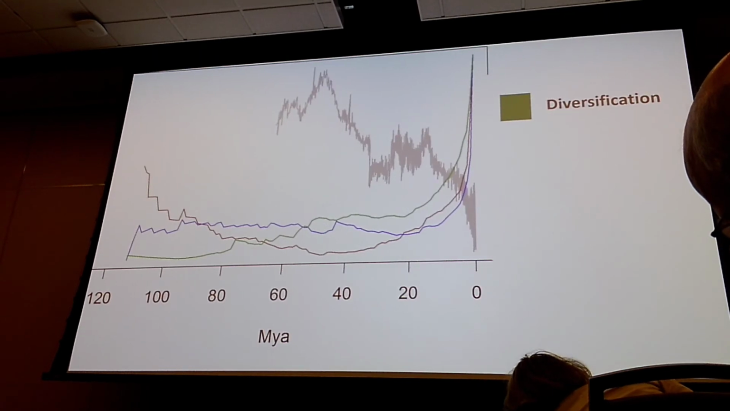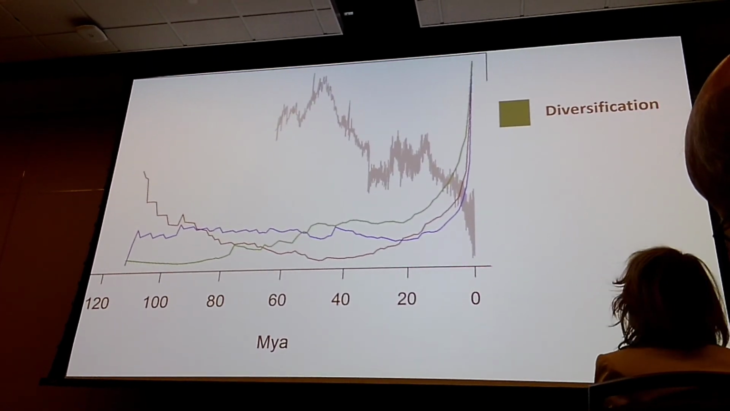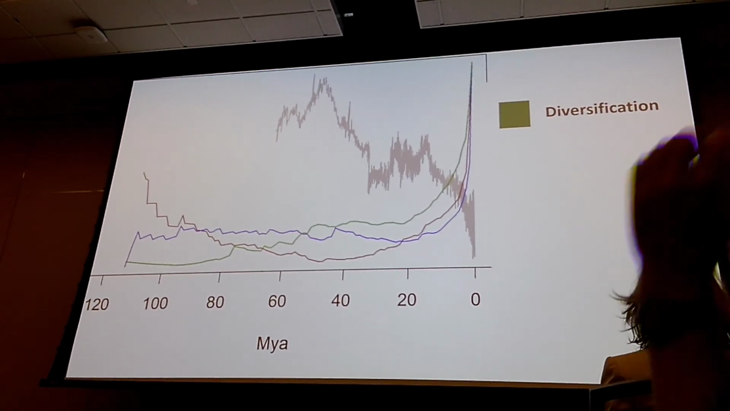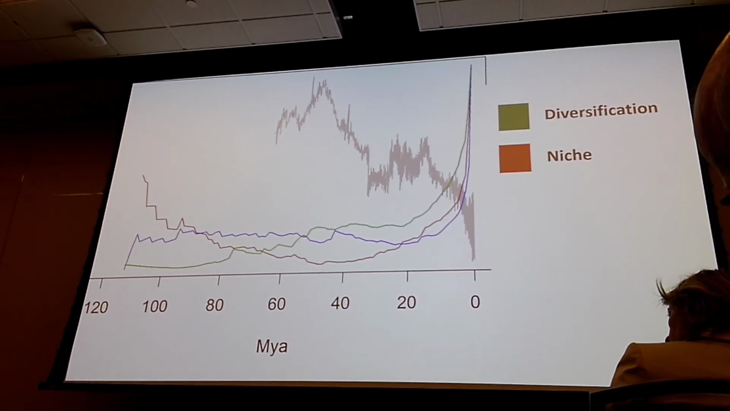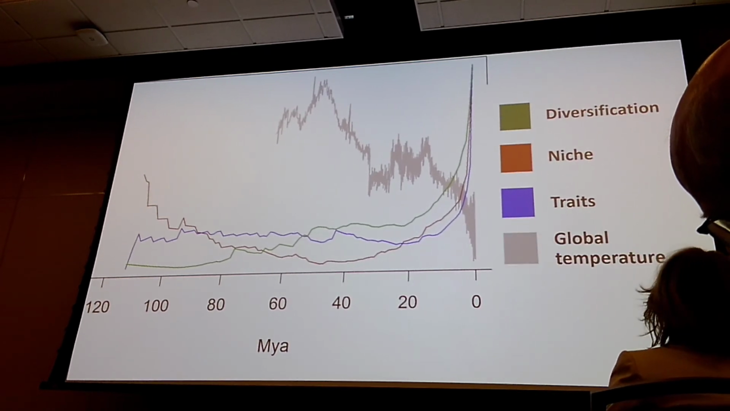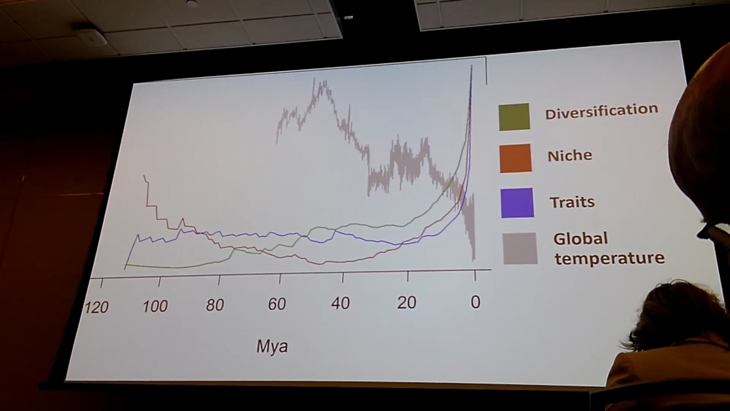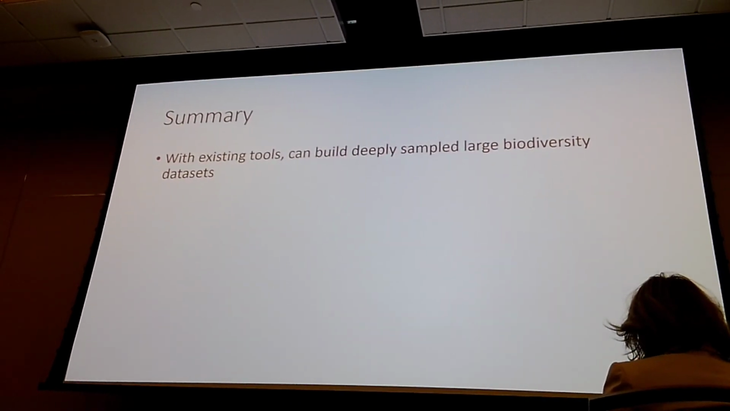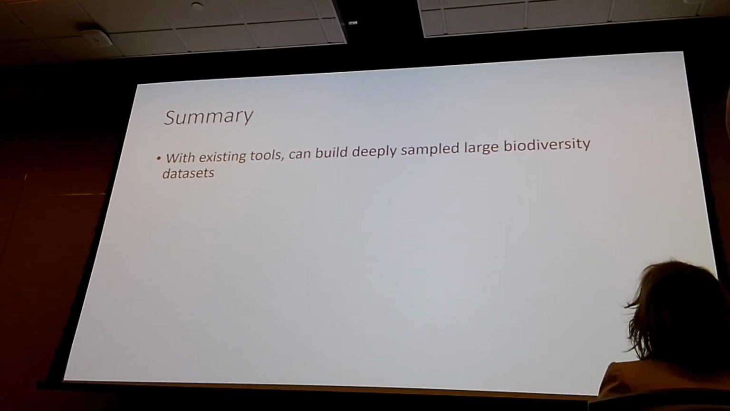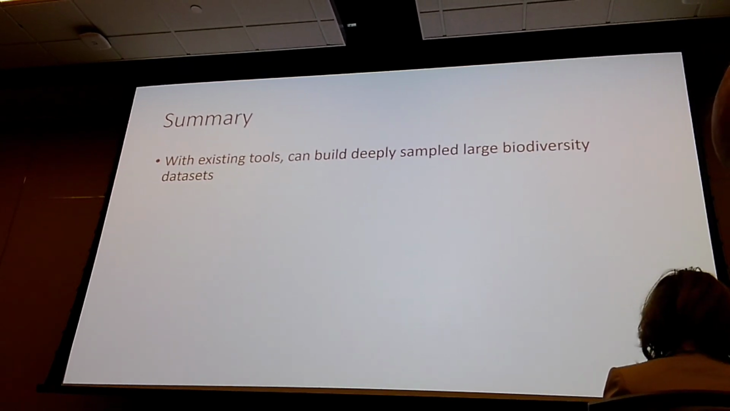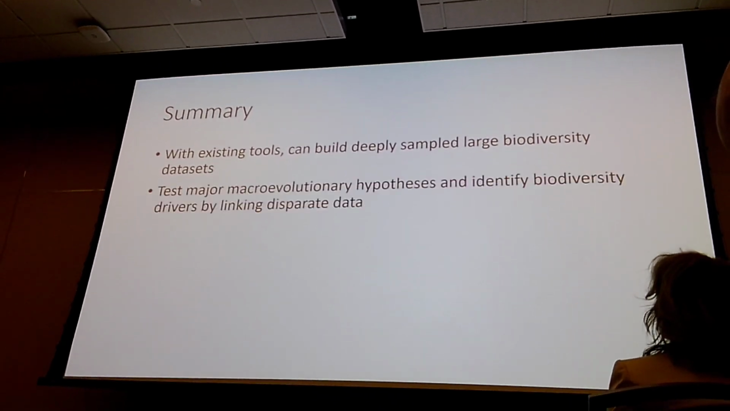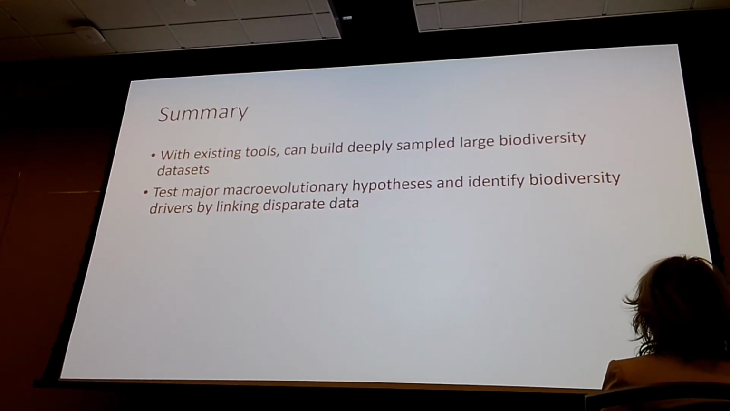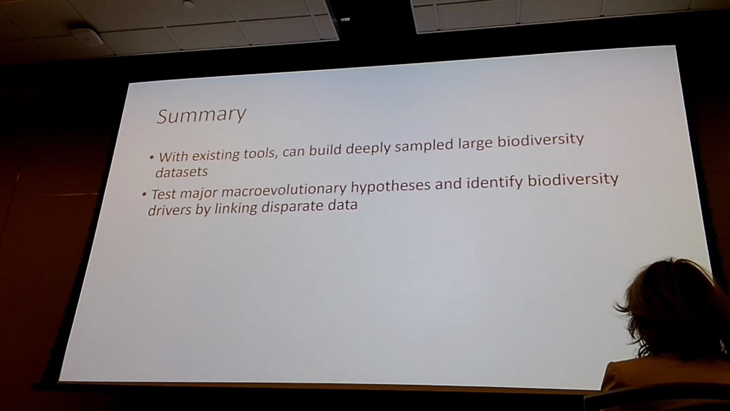We can also do things like characterize rate parameters. So we could ask about how diversification through time or through the tree relates to evolution of niche traits, and we could compare that to paleoclimate data to try to tease apart biodiversity drivers. So in summary, with existing tools, we now have the ability to build really deeply sampled large biodiversity data sets and test lots of hypotheses about evolution and ecology, largely using diverse sorts of natural history data.